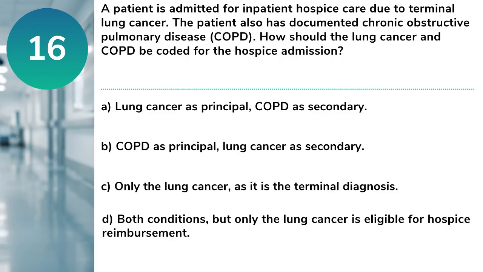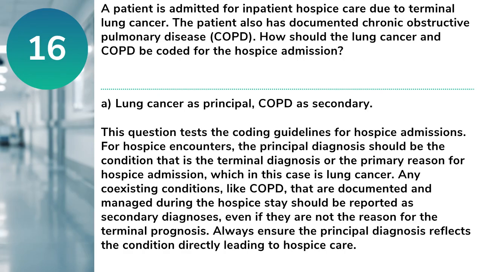Answer. A. Lung cancer as principal, COPD as secondary. This question tests the coding guidelines for hospice admissions. For hospice encounters, the principal diagnosis should be the condition that is the terminal diagnosis or the primary reason for hospice admission, which in this case is lung cancer. Any coexisting conditions, like COPD, that are documented and managed during the hospice stay should be reported as secondary diagnoses, even if they are not the reason for the terminal prognosis. Always ensure the principal diagnosis reflects the condition directly leading to hospice care.